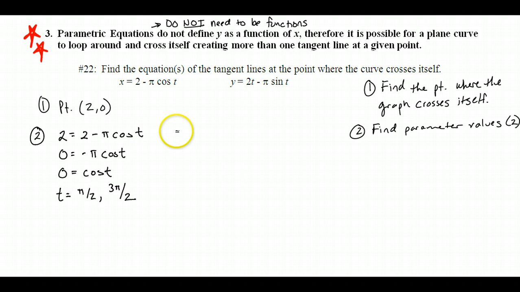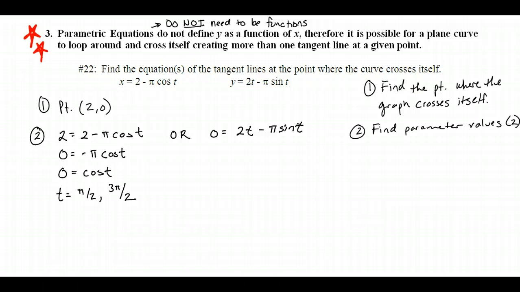You don't have to use, let's say this one is really hard to solve. You could use your other equation. So we said, okay, well 2, because that's your x value, is equivalent to your x equation. If that's hard to solve, you can say, well, let my y value be 0. 0 is equal to 2t minus pi sine t.